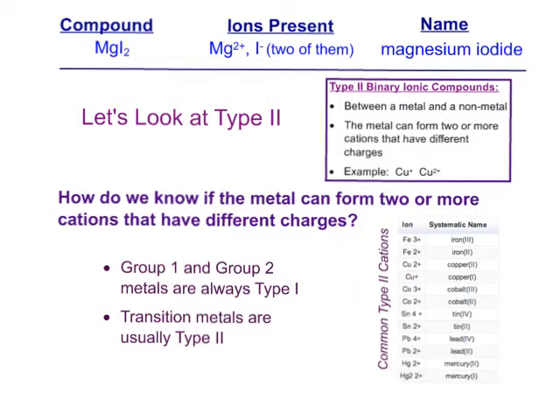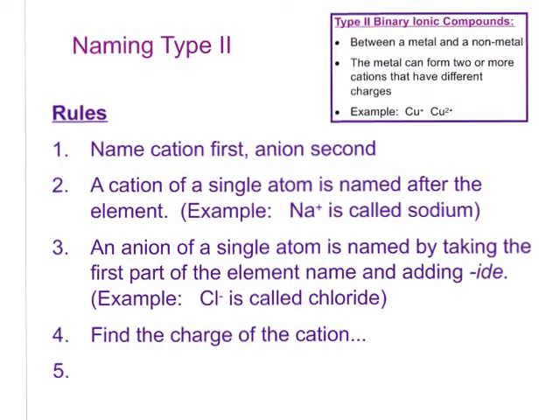You will not have to memorize those, so I just wanted to put your mind at rest. You don't have to memorize them, but you just need to keep in mind that transition metals often and usually have multiple different cations that they can form. So let's talk about the rules for naming these type 2 binary compounds.